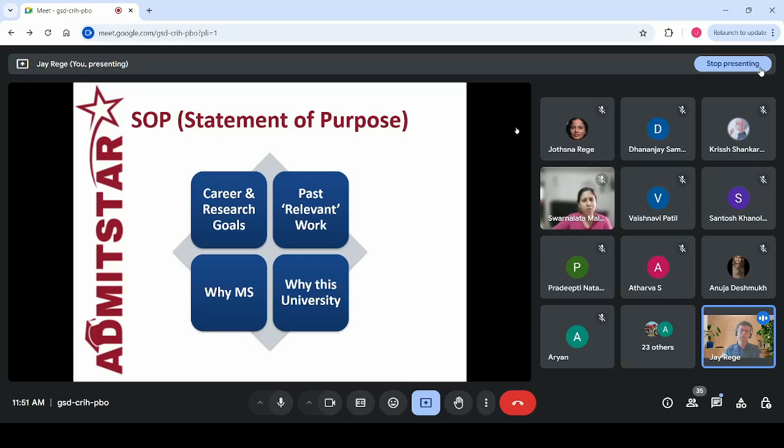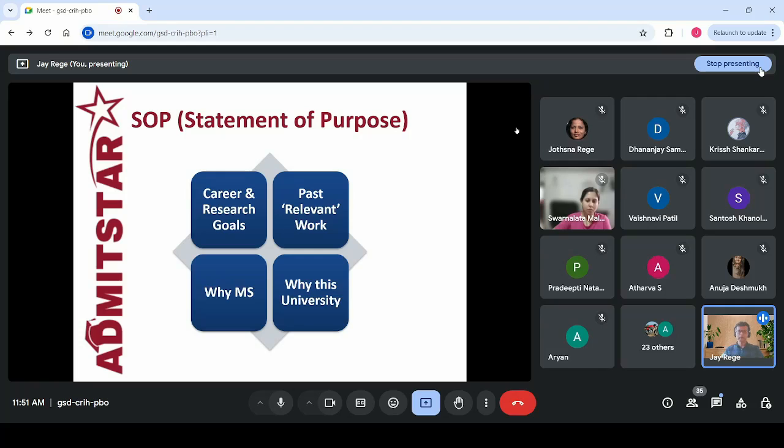For example, if you're doing a master's in, say, computer engineering or computer science, what experiences in your past do you think are relevant, or which projects that you did in computer science as part of your projects or internships are relevant that you can talk about? Mention what was your contribution there, and what did you learn from that experience.